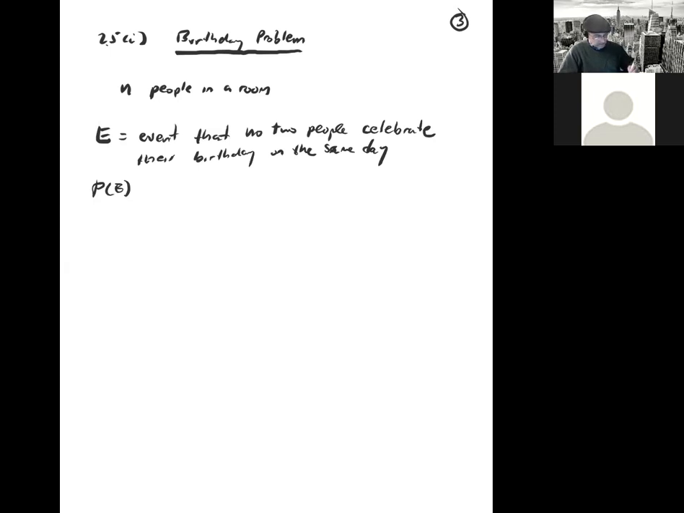What's the complementary event? The complementary event is the event that at least 2 people celebrate their birthday on the same day. So let's first compute the probability of E. And I'm going to simplify, like let's pretend there are no leap years. You're not in a leap year, and nobody was born on February 29th. So this is a minor point that we should ignore. Okay, so the question is, a year has 365 days, right?